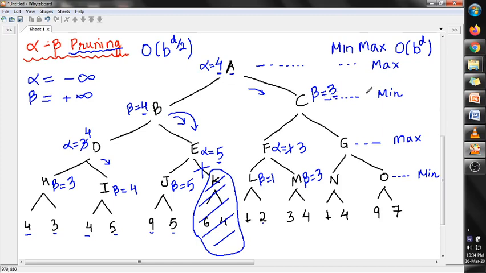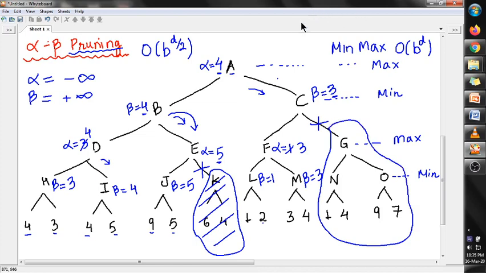Okay, and the level is minimum, so all future values that belong to this node C would be equal to 3 or less than 3. So there is no case when A is going to consider this particular part of the tree. So that's why you can see this part of the tree is not going to be explored or taken into consideration, and again you can see you have saved this much amount of effort or this much amount of searching.